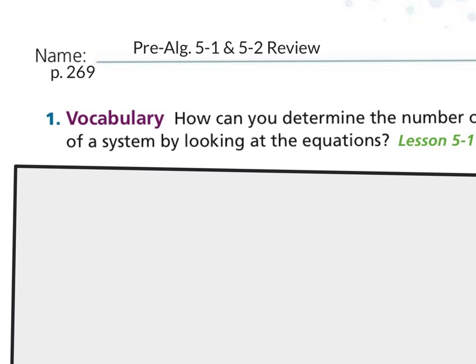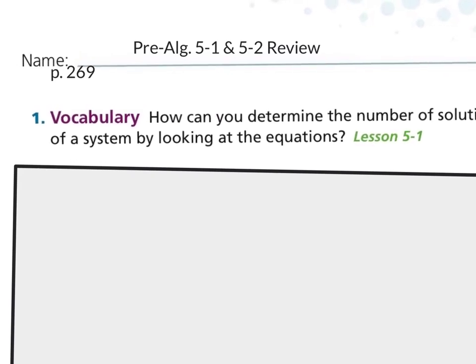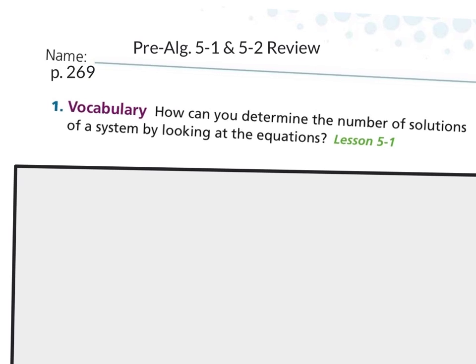Page 269, we're looking at lessons 5.1 and 5.2 review. Number 1, how can you determine the number of solutions of a system by looking at the equations? So first of all, we would want to solve the equations for y, get it into slope-intercept form, which is y equals mx plus b.